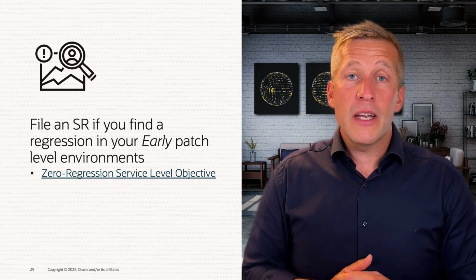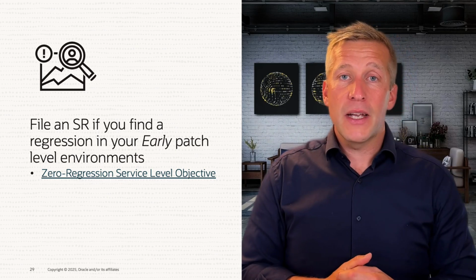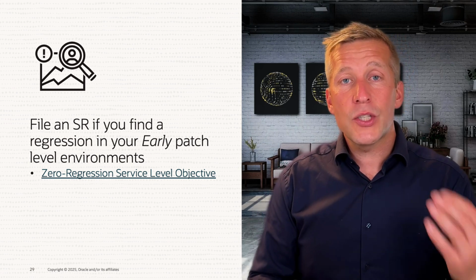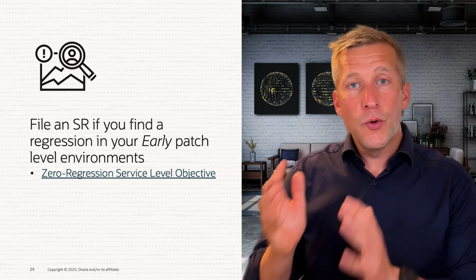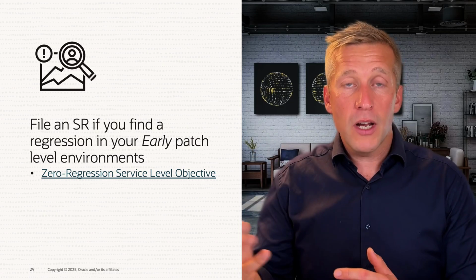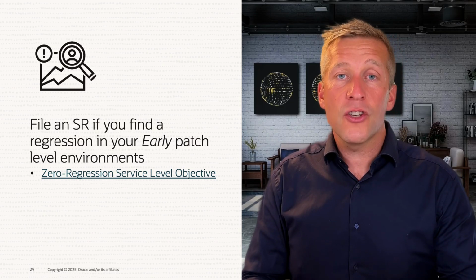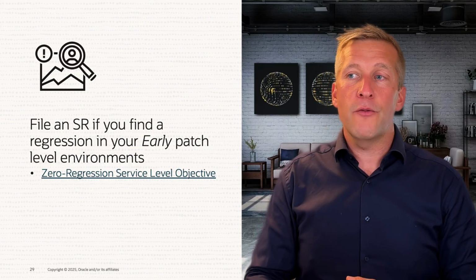If you discover an issue in one of your early patch states after patching, you should file a service request so we can stop that patch from reaching your production environment or the regular patch state at a later point in time. So react quickly, file a service request, and we will then take care of that for you.